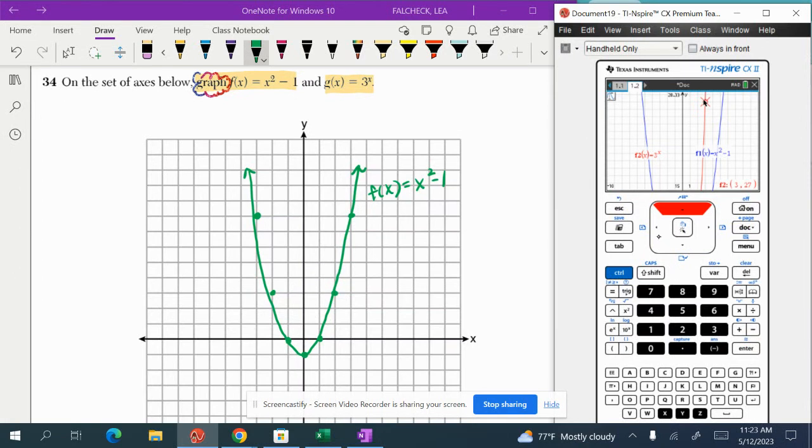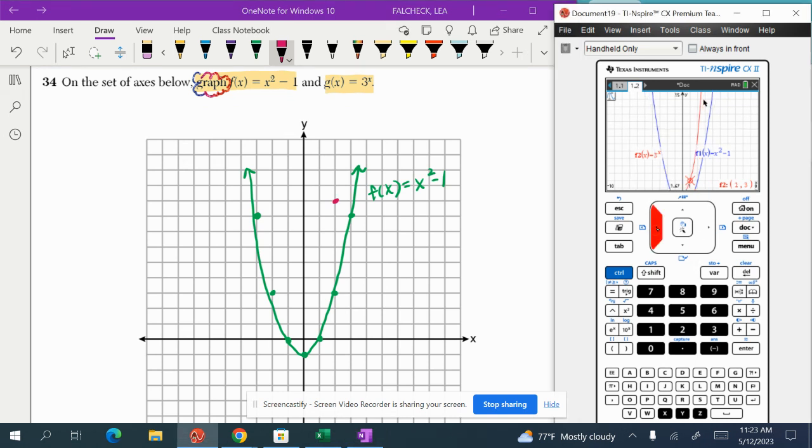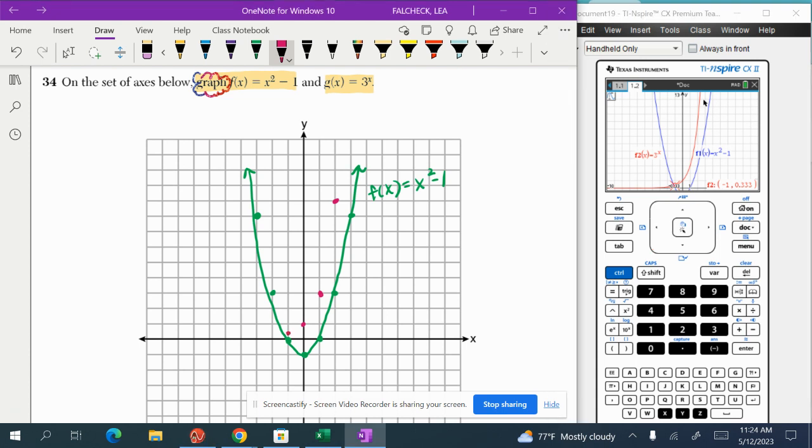So I'm going to look for some good points on here. 3 to the 7 is way off my graph. I'm going to go down a little bit. 3 squared is 9, ooh, that's on my graph. I'll do that one. All right, so 2, 9. 1, 2, 3, 4, 5, 6, 7, 8, 9. And then 1, 3. And then 0, 1. And then, oh, look at this. Negative 1 is going to have a y value of 0.33333. That's about 1/3. So I can put my point about 1/3 up.